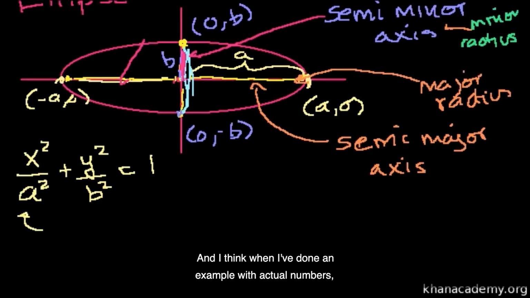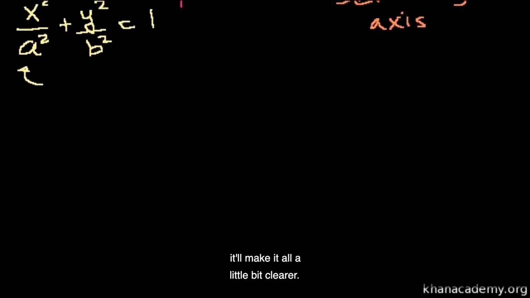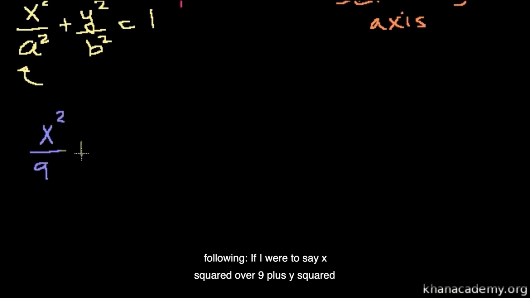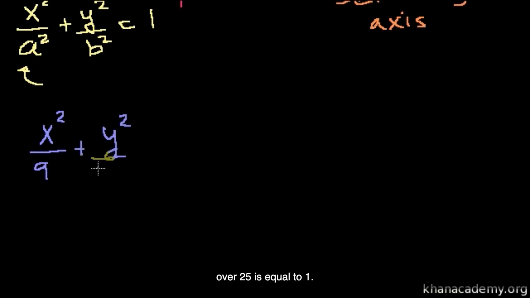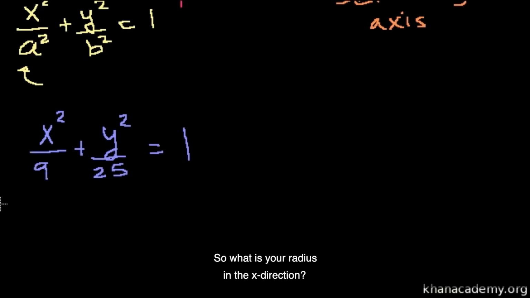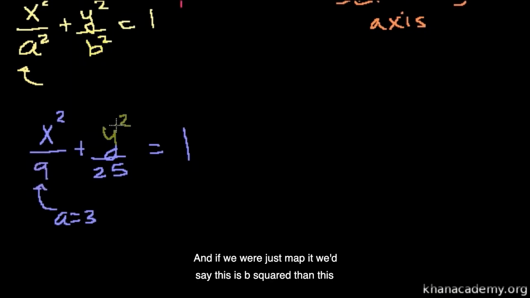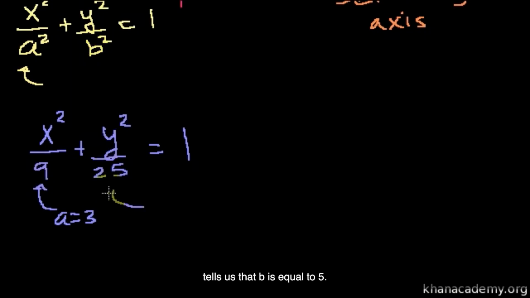So let's just do an example. And I think when I do an example with actual numbers, it'll make it all a little bit clearer. So let's say I were to show up at your door with the following: x squared over 9 plus y squared over 25 is equal to 1. So what is your radius in the x direction? Well, this is your radius in the x direction squared. So if we just map it, we would say that a is equal to 3, because this is a squared. And if we say this is b squared, then this tells us that b is equal to 5.